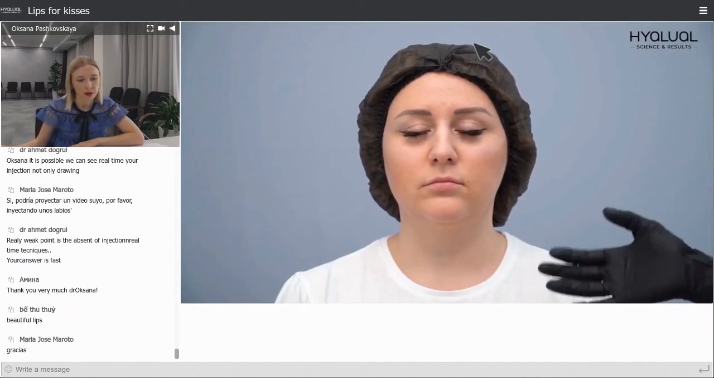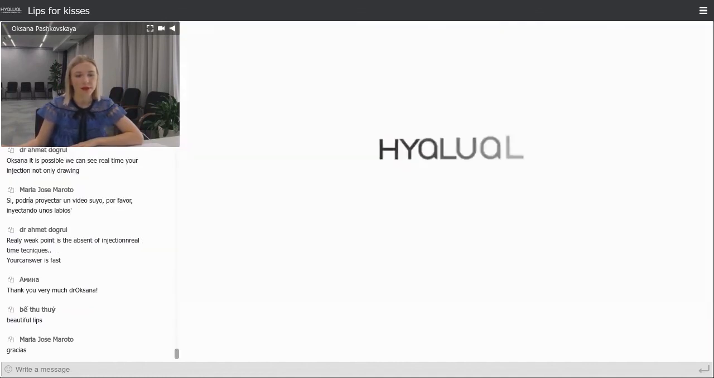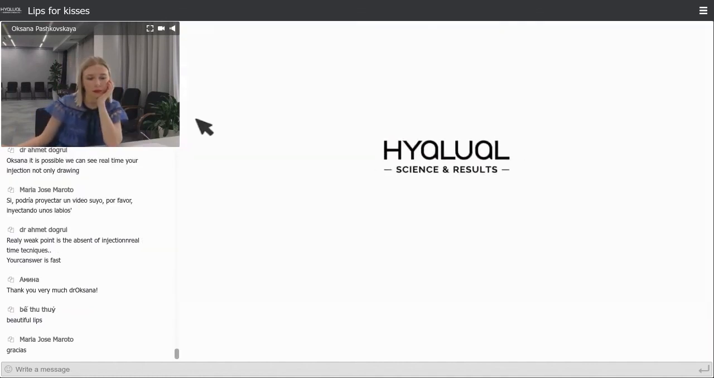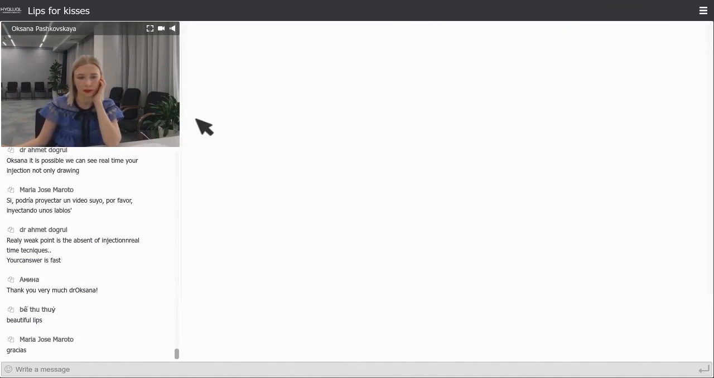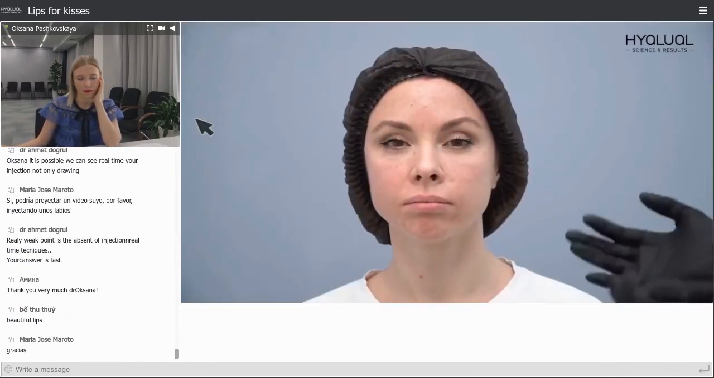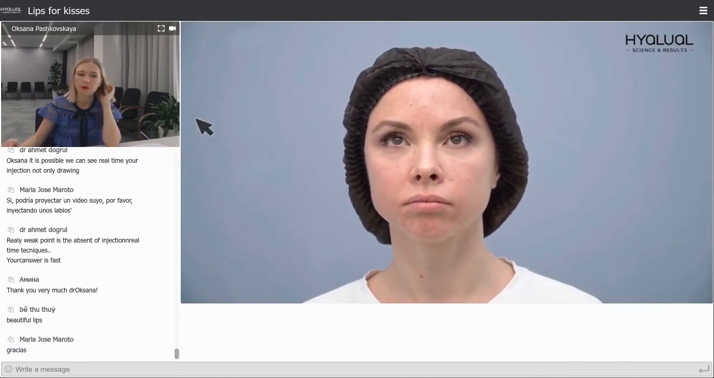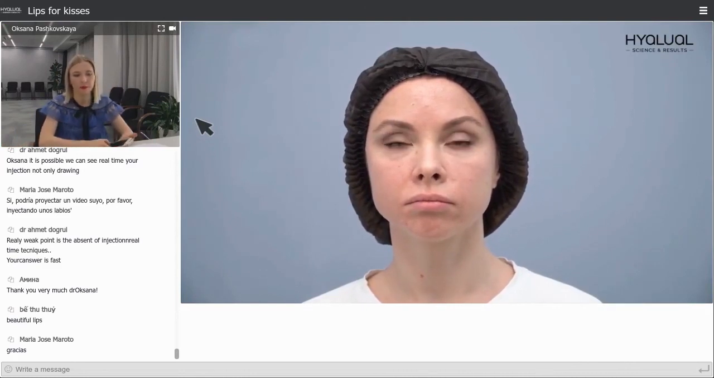In total we have 3 patients. Let's continue. The second model is Alex. Before lip injection, we analyze the face. Pay attention to the thirds.